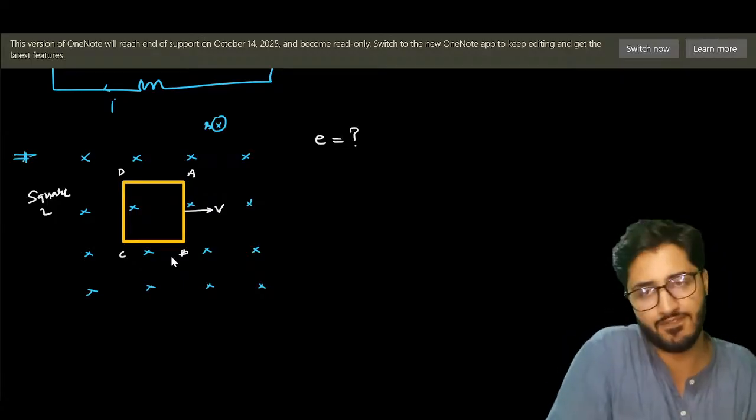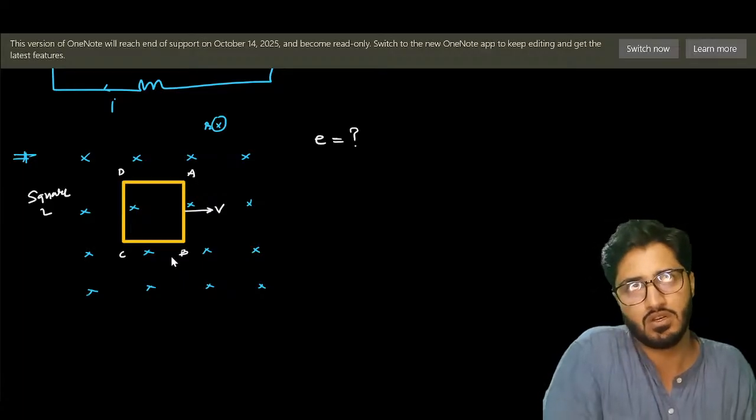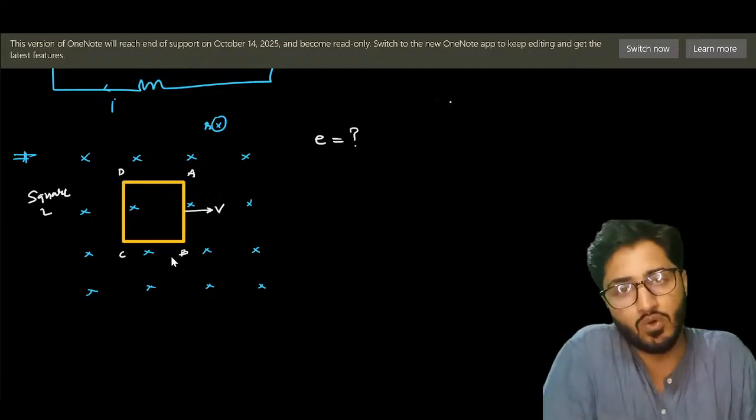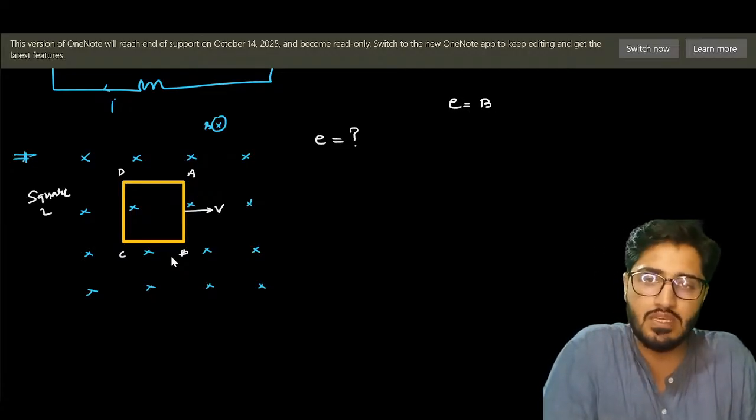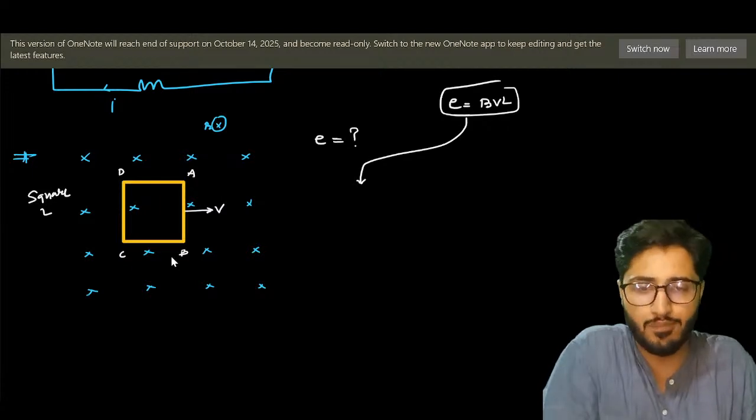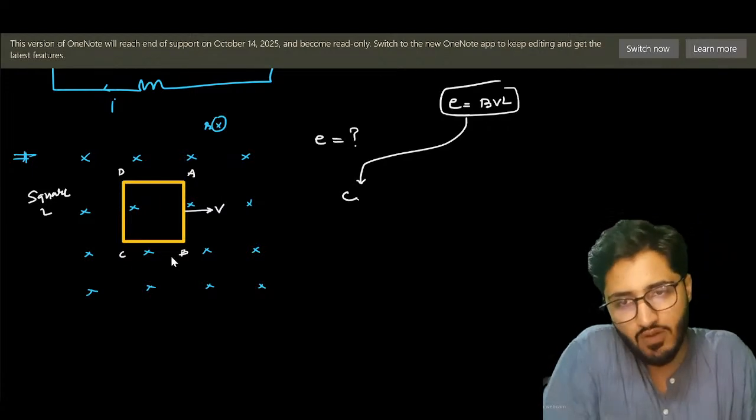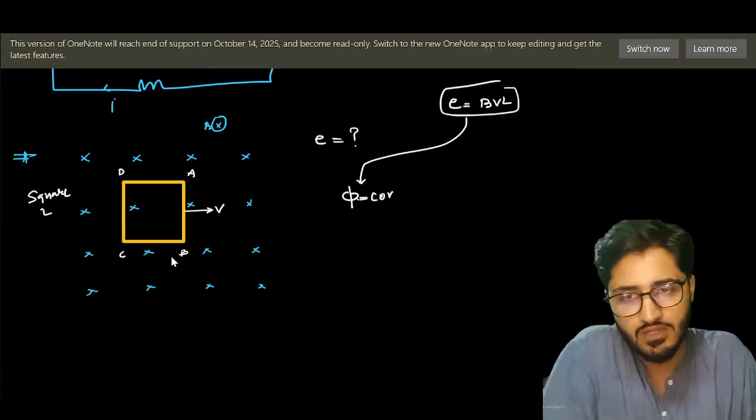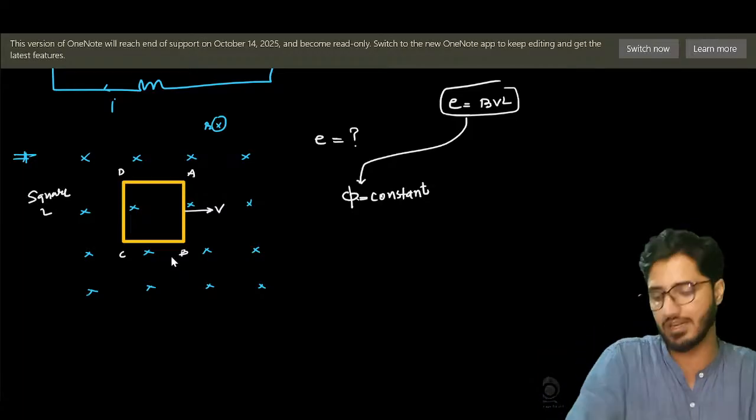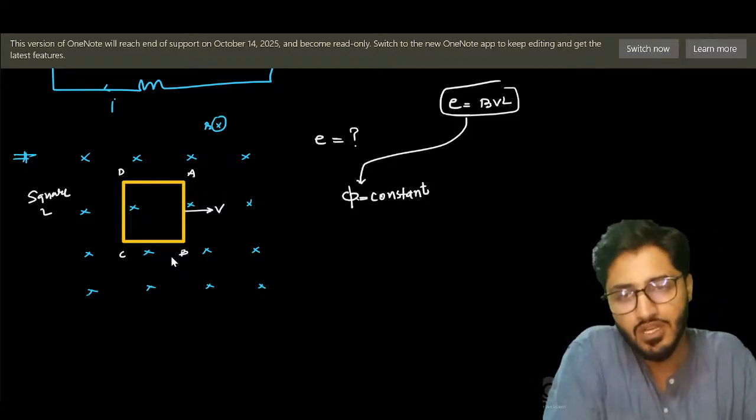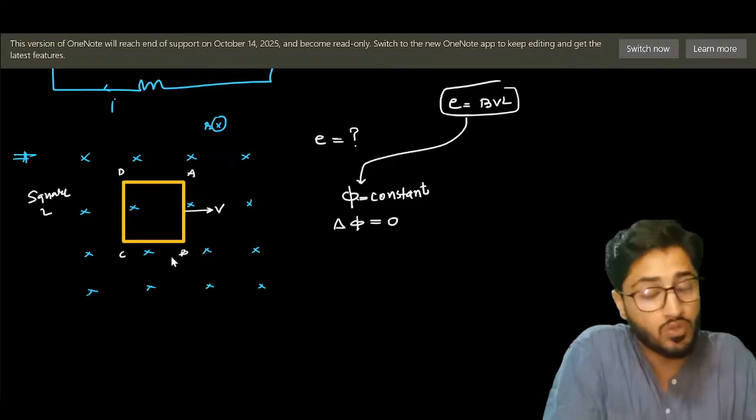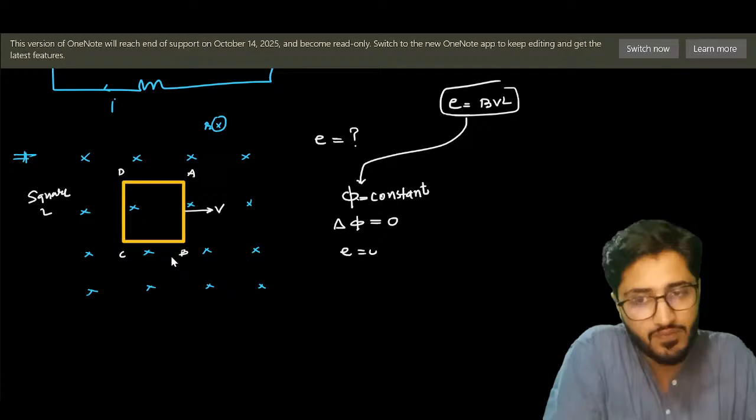Motional EMF. Sir, let us think about it. How many approaches are we having? Sir, one thing that we know, E is equal to BVL. One approach. Can you see now the flux is constant? Why? Because it is inside the field. So if flux is constant, what is delta phi? Delta phi is 0. If no flux is changing, so E will be 0.